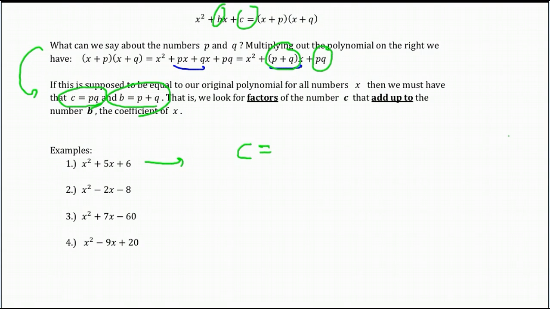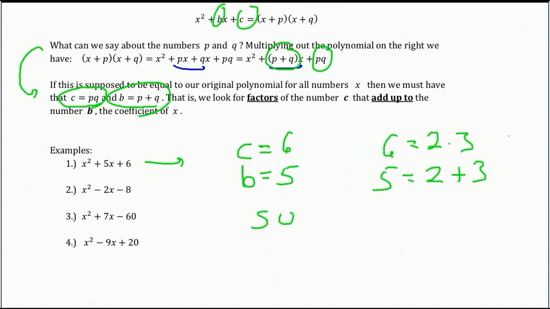Okay, now let's apply those ideas. For this first example, the constant term is 6. The coefficient of x, b, is 5. We're looking for factors of 6 that add up to 5. And we know 6 is equal to 2 times 3, and 5 is 2 plus 3. So what does that tell us?